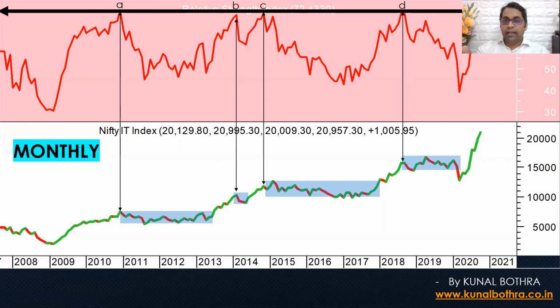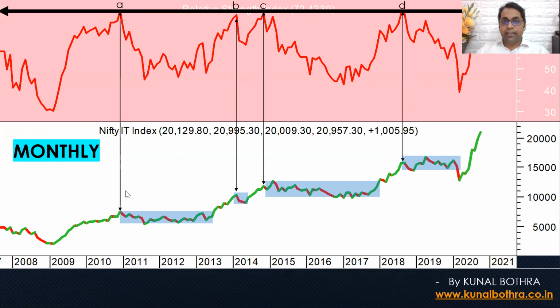So at the end of 2010, when the monthly RSI had hit the overbought zone, you've seen that the prices went into at least 2 years of consolidation. So 2 years of a sideways range, but then the uptrend continued post that. Now let's look at points B and C.